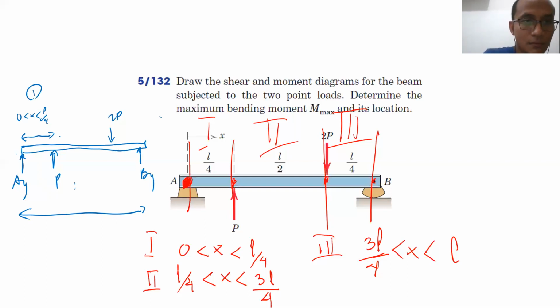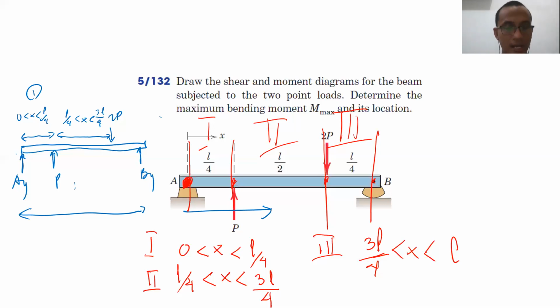The second equation will walk from here to here, from x equal to L/4 until x equal to, this one is x, right? So L/4 plus L/2 supposed to be 3L/4. Okay, I can represent this part with one equation. Why? Because there is nothing here. There is no discontinuity there.